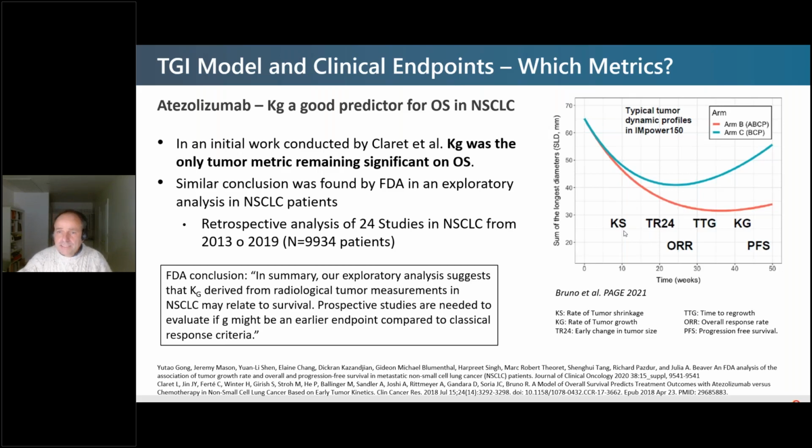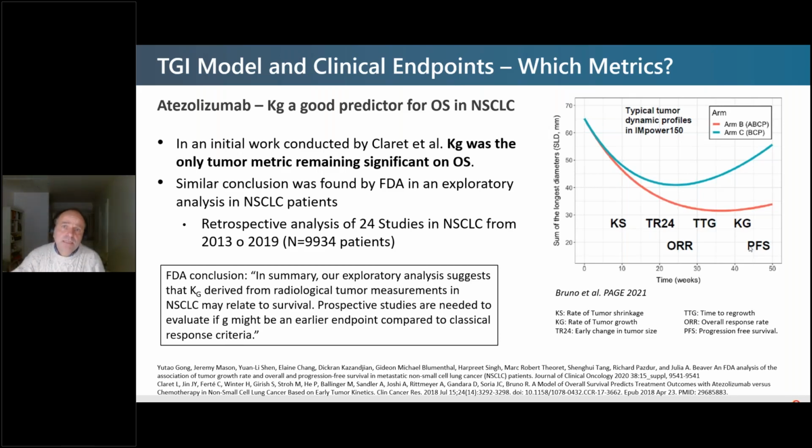We have KS, which is the tumor shrinkage rate. There is KG, which is the tumor growth rate. These are the 2 rates that we defined previously in our model. And we have the early change in tumor size at 24 weeks. We have the time to regrowth, which represents an idea of the duration of response. All these metrics can be derived from the model and the individual data. These metrics can then be related to either OS, overall response rate, or progression-free survival.